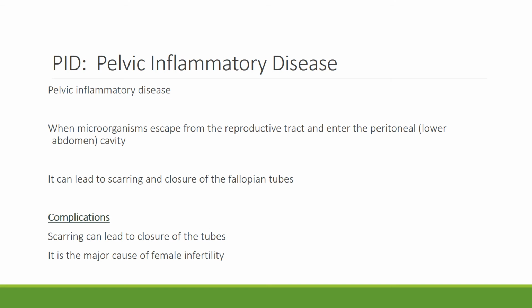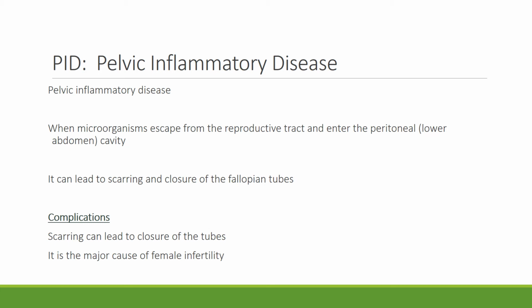Pelvic inflammatory disease is also known as PID, and it occurs when microorganisms escape from the reproductive tract and enter the peritoneal cavity or the lower abdominal cavity. The problem is it can lead to scarring and closure of the fallopian tubes, and this can be problematic. How do you get PID?